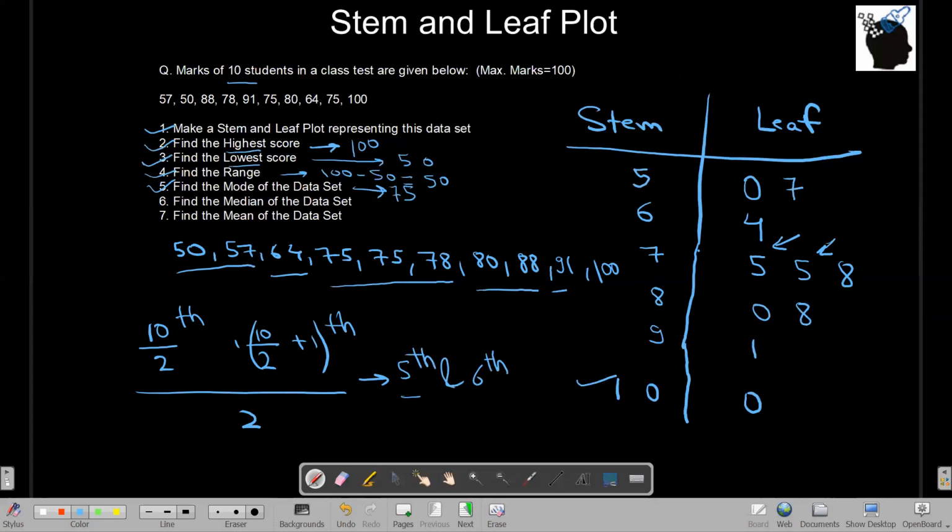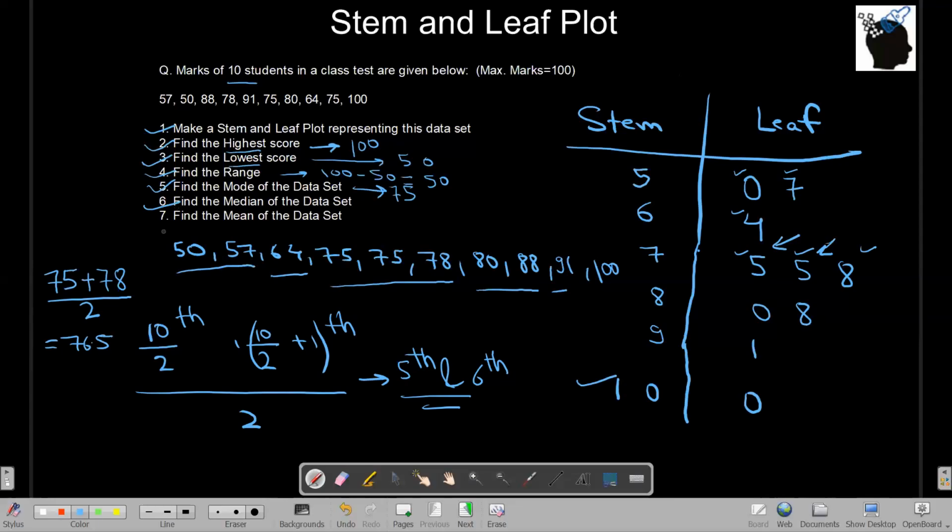Now let's look at the 5th and 6th value. If I look from the leaf side, this is my first value, second value, third, fourth, fifth, and sixth. So my fifth value is 75 and my sixth value is 78. That means my median is the mean of these two values, which is 76.5.